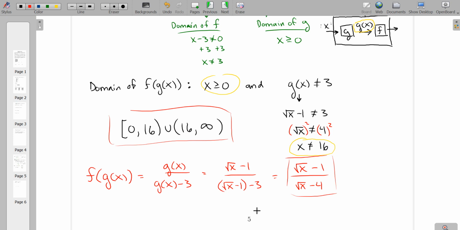But by the way, you can also see what we discovered just here in the simplified version, right? We discovered that it's important that x not be 16 because that would eventually end up causing us to send something problematic into f. You can see that here. If you put a 16 in for x, square root of 16 is 4, then we would be dividing by 0.